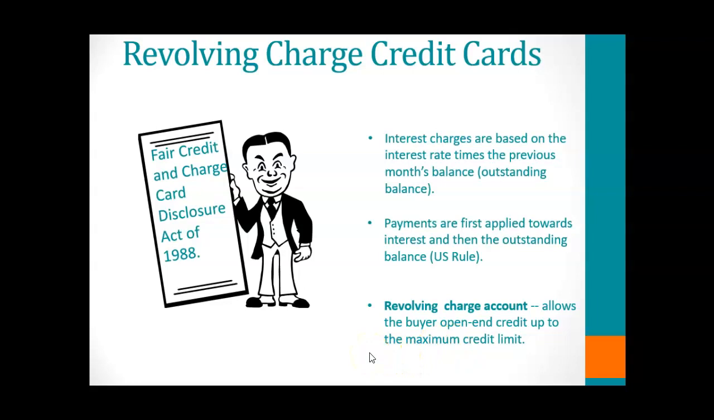When you make a payment to the credit card company, the payment is first applied toward the interest that you're paying on the previous outstanding balance, and then on the outstanding principal balance. That's known as the U.S. rule. When you have a revolving charge account, that allows you to buy open-end credit up to the maximum credit limit. So, look at your credit card. What is the limit on your credit card? Is it $500, $750, $1,000, $5,000? Whatever that amount is, it allows you to make a purchase up to the maximum credit limit that is listed on your credit card.